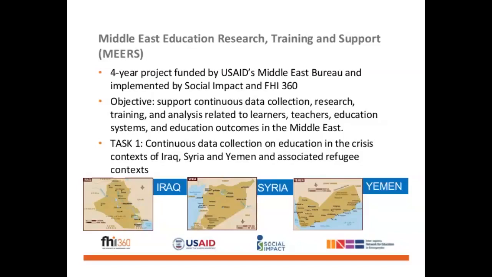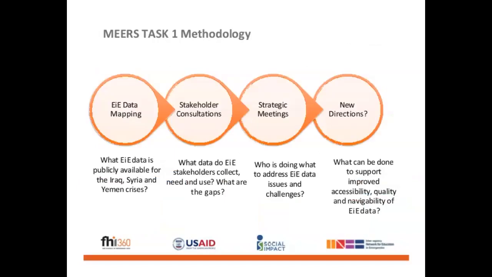And within MEERS, which has multiple objectives and multiple tasks, the first task, which is under FHI 360, is continuous data collection on education in the crisis context of Iraq, Syria, and Yemen, and its associated refugee context. So you can see the maps there below. Next slide. So under task 1 on MEERS, we've been working for almost 2 years now, about a year and a half or a little bit more, on a process of mapping what education and emergencies data is out there.